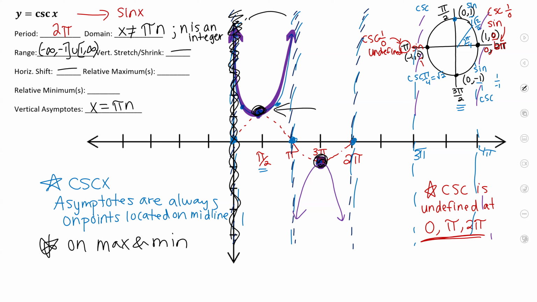That's actually the minimum. You see how it's at the bottom? So this is the relative minimum at pi/2, 1. And this is the relative maximum at 3 pi/2, -1. This is called the relative maximum because it's the maximum point for this little area. This one right here is called the relative minimum because it's the lowest point in this little section. Okay, all right, so that's how you graph cosecant.